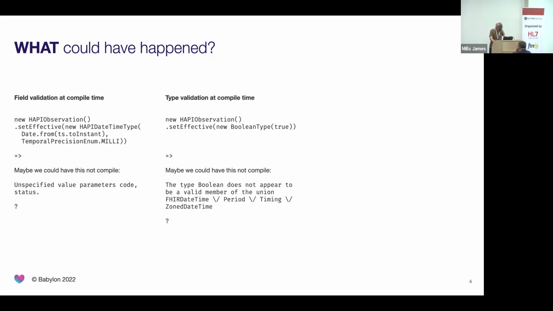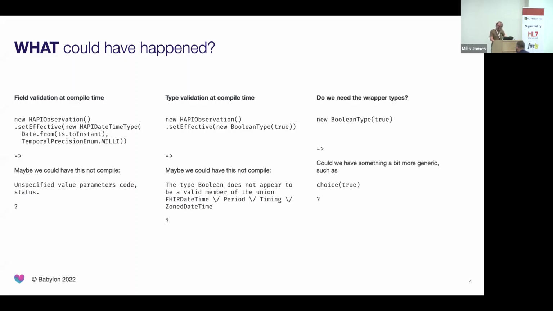Could we have had some sort of validation that the type that we'd set for our effective field was one of the right things, telling us that a Boolean is not one of these things? The actual valid ones here are the date time, period, a timing, or a zoned date time, which is in this instance LIT's representation of an instant.